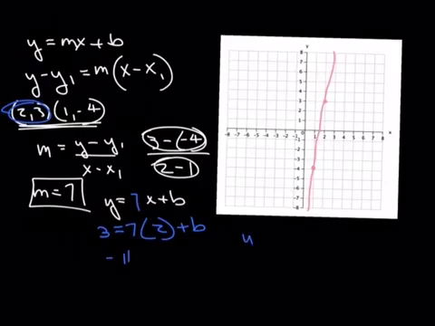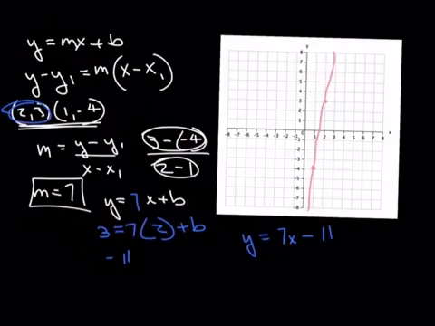So now I have y equals, my slope is what? 7x minus 11. So it's mx plus b, but since my b was a negative, it becomes basically mx plus negative 11, or just minus 11. So there's my equation that I was looking for.